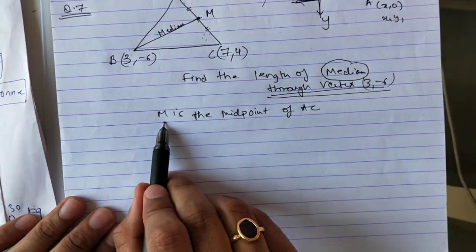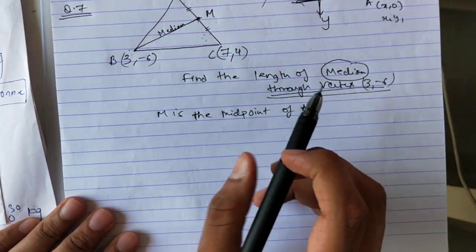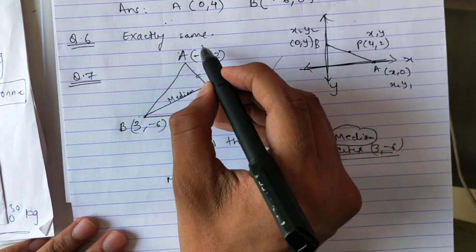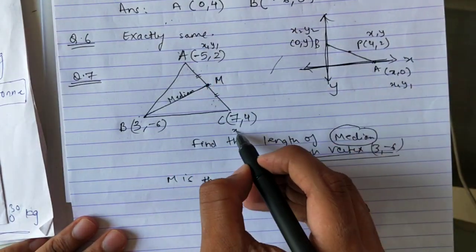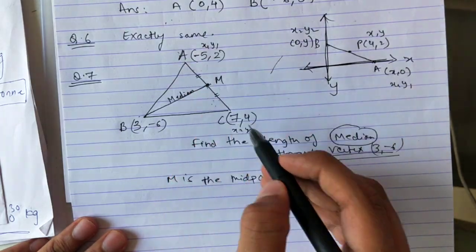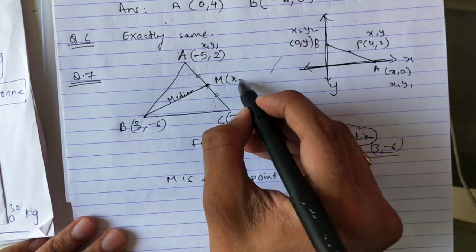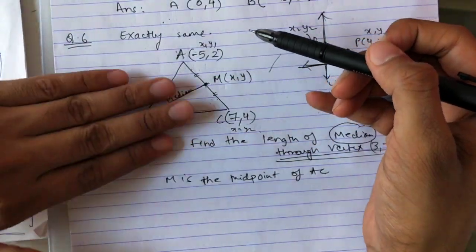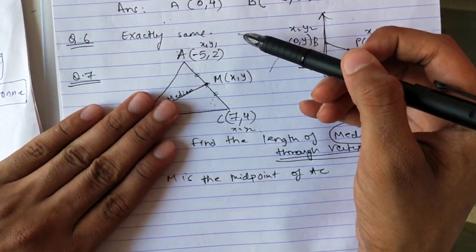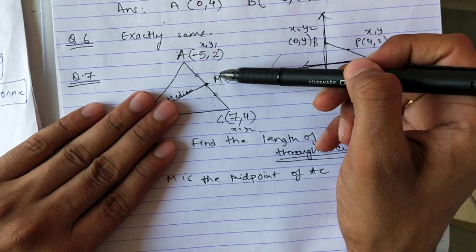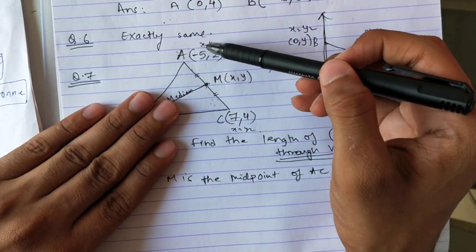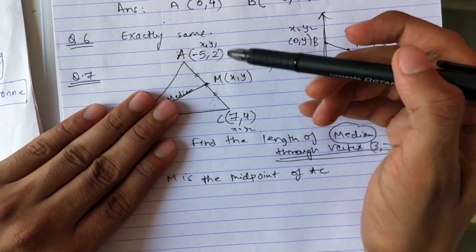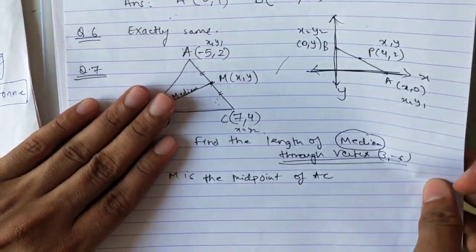Now, once I know that M is the midpoint of AC, I can find the value of M. Okay, how can I find the value of M? I'll name the points of AC as x1, y1, x2, y2, and I'll name M as (x, y) because M is the midpoint. Forget the B point now, only look here. So let's find the coordinates of M.